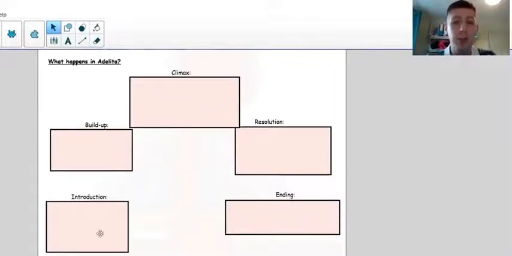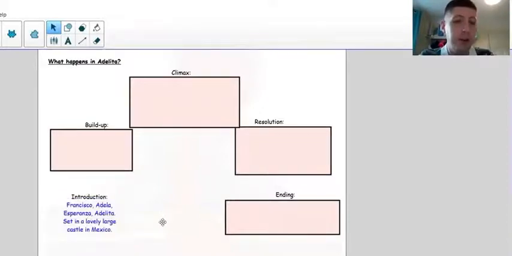Okay, so let's unveil what happens in the introduction. At the start of the story, you meet the characters Francisco and Adela, and Esperanza, who is the helper. Then, of course, Adelita is born. She is the daughter of Adela and Francisco. The setting is in a lovely large castle in Mexico. So that would be introducing the characters at the beginning of the story and, of course, where the story is set.